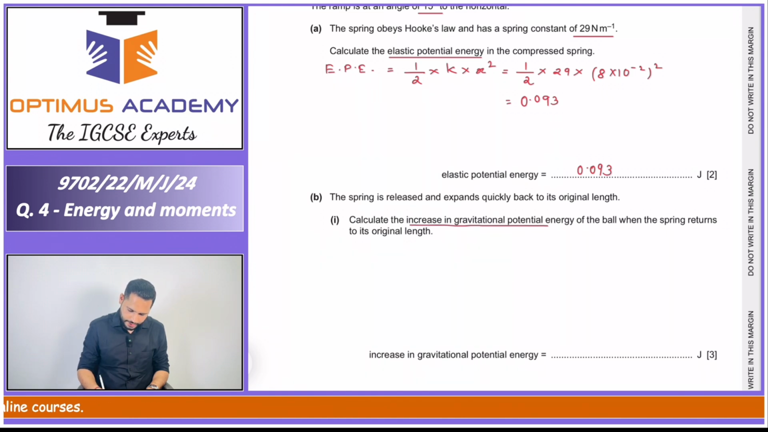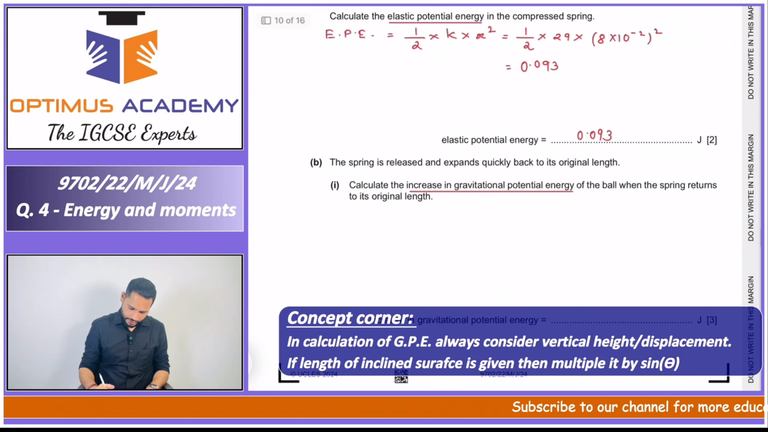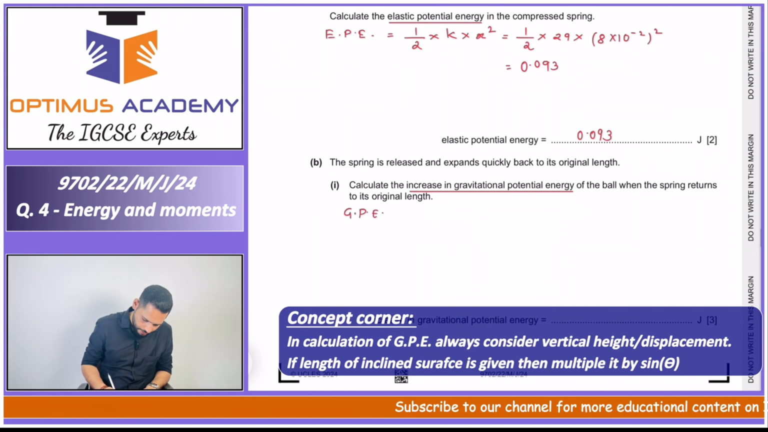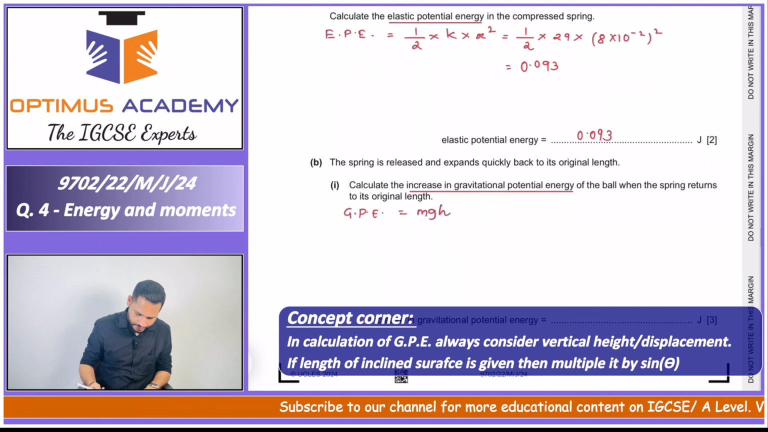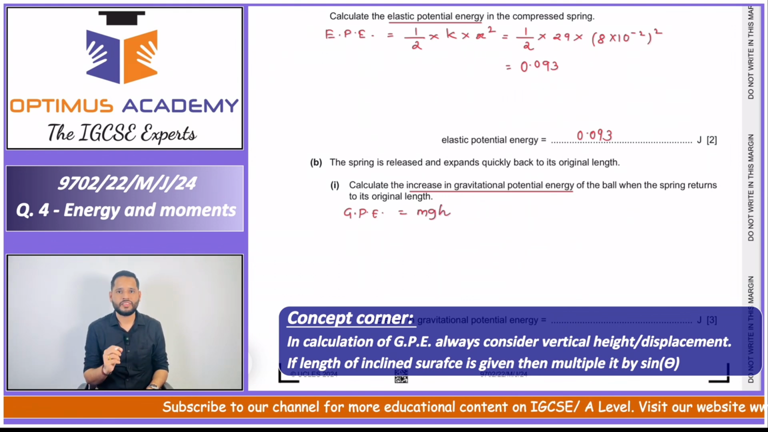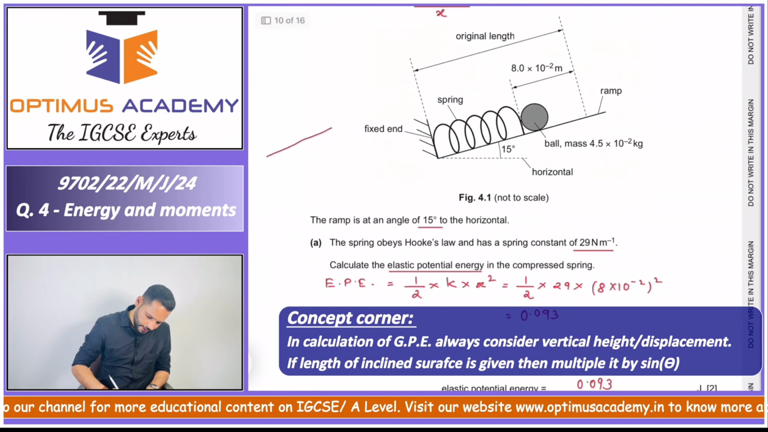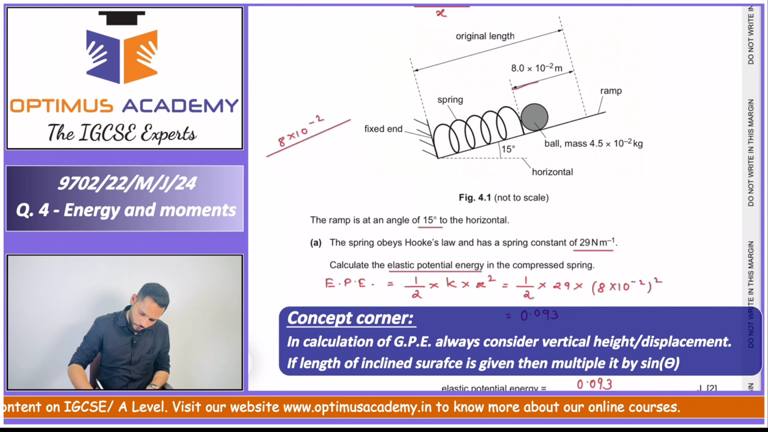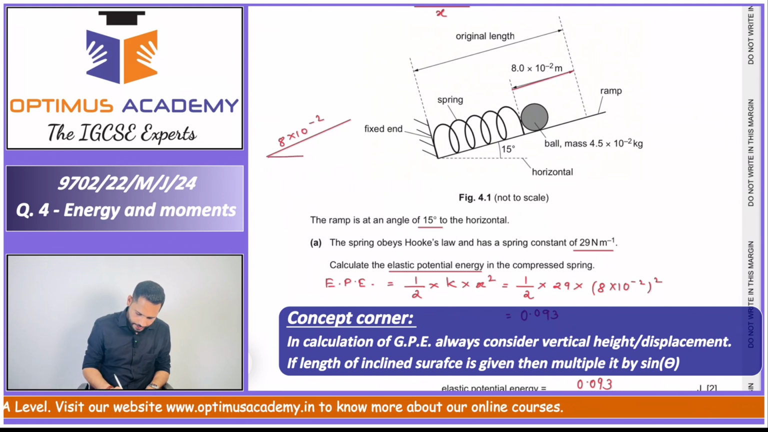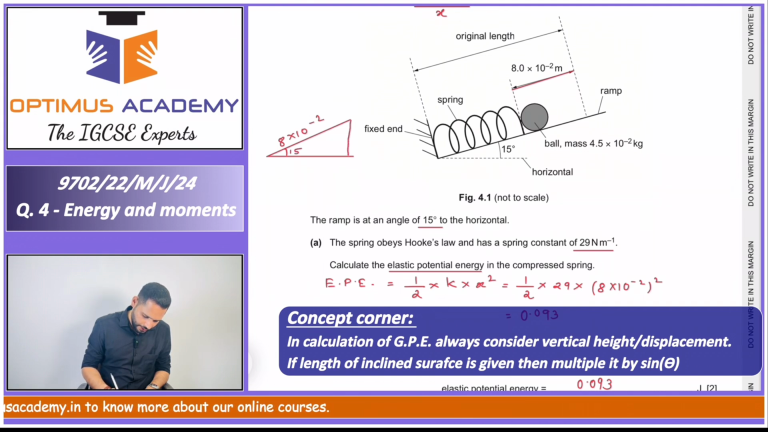Question B. The spring is released and it expands quickly back to its original length. Calculate the increase in gravitational potential energy of the ball when the spring returns to its original length. Now note that whenever we talk about gravitational potential energy, we use the formula GPE equals mgh. But note that here height is a vertical height that we are supposed to consider. So if you consider the change in length of the spring as 8 × 10^-2, that is given over here, and this angle as 15 degrees, this vertical height we need to calculate the change in gravitational potential energy.